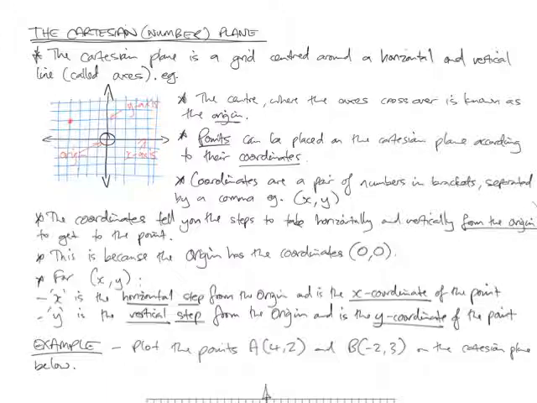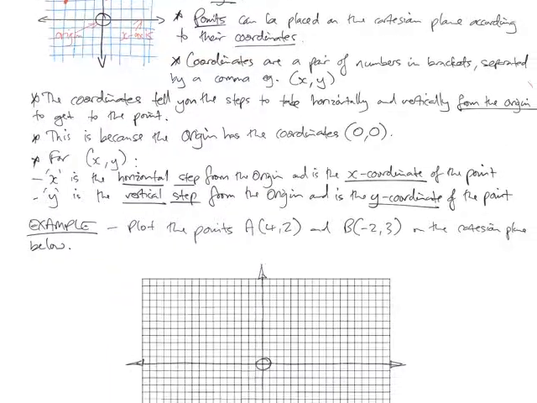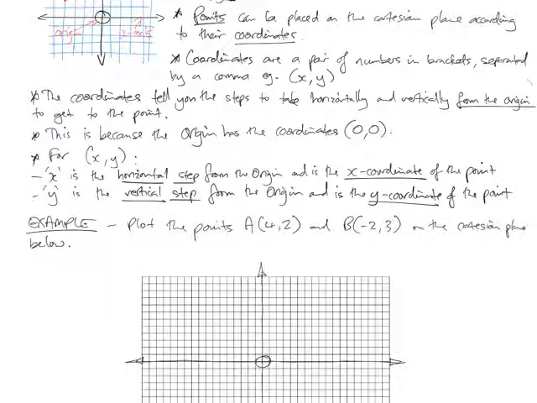Now what do those particular numbers do and why are they in that particular order? Because x is always first, y is always second. The coordinates tell you the steps to take horizontally and vertically from the origin. The x tells you the horizontal movement and the y tells you the vertical movement from the origin to get to the point. That's because the origin has the coordinates of 0, 0.